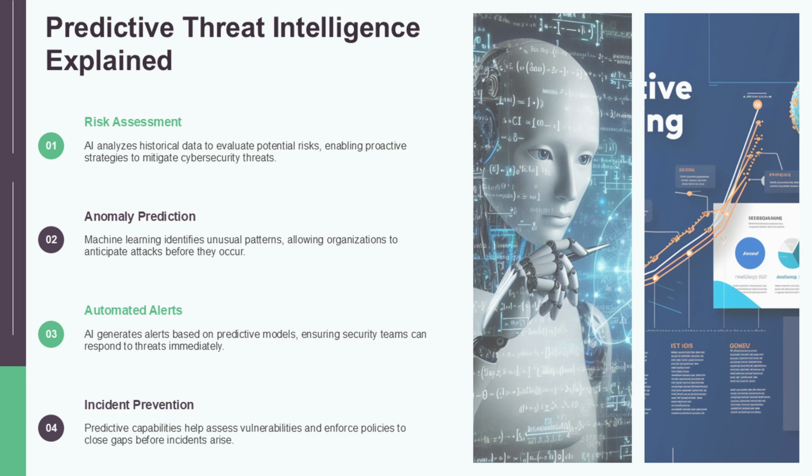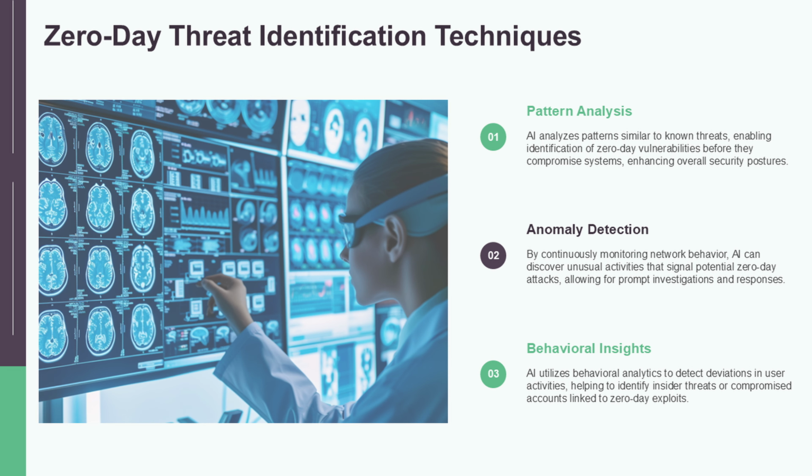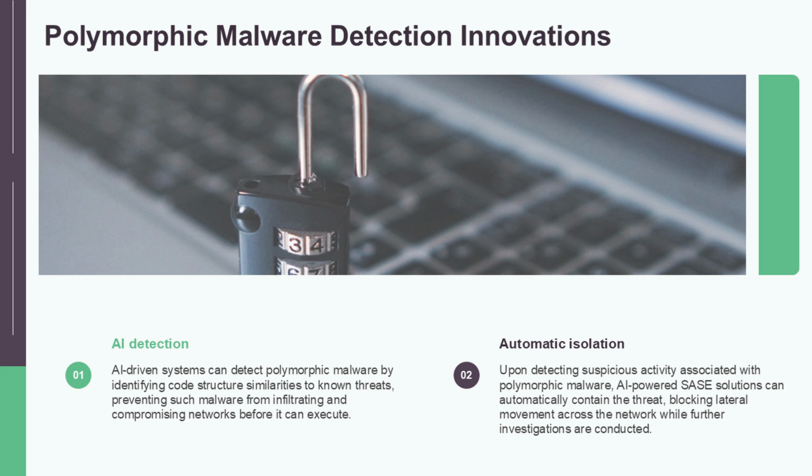AI's contribution to threat detection within SASE frameworks includes several key capabilities. First, anomaly detection. AI continuously monitors network traffic patterns, identifying deviations from established baselines that may indicate compromise. And then, predictive threat intelligence. Through continuous learning and pattern recognition, AI can predict potential threats and implement preventive measures before attacks actually materialize.